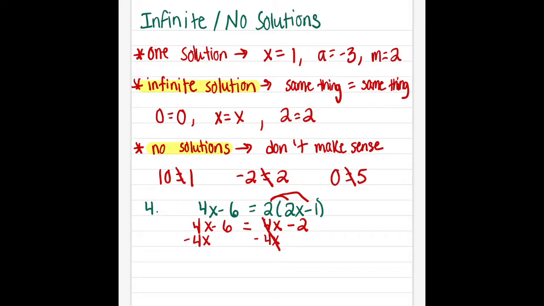And 4x minus 4x does get us 0. At the same time, we are going to move our negative 6 over to the right-hand side by adding 6 to both sides. We bring down our equal sign, and negative 2 plus 6 equals positive 4. So now we have 0 equals 4. 0 does not equal 4, so that's not true. Therefore, this doesn't make sense, and we get no solutions for our answer.